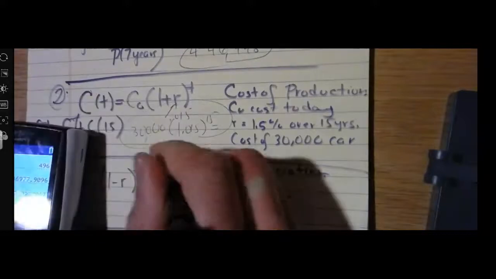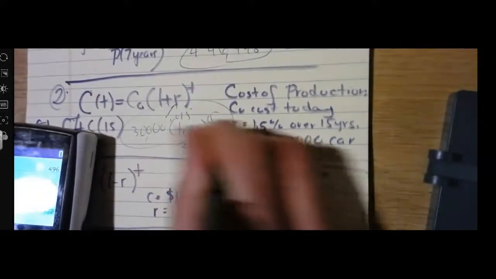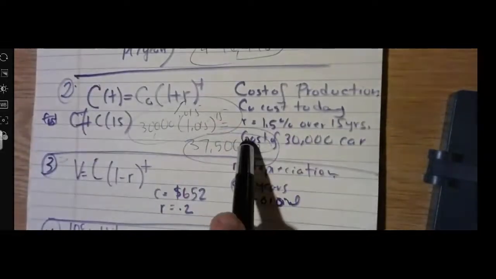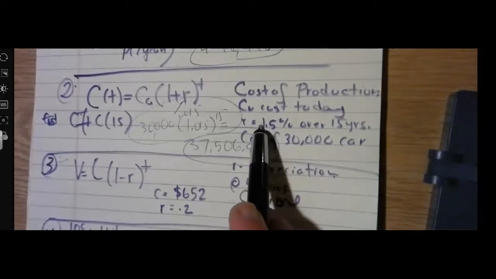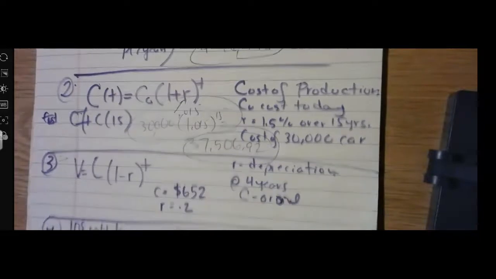$37,506.92. And that's what it's going to cost to make that car 15 years from now, if the cost to make it increases by 1.5% every year. That's what that's saying. All right.